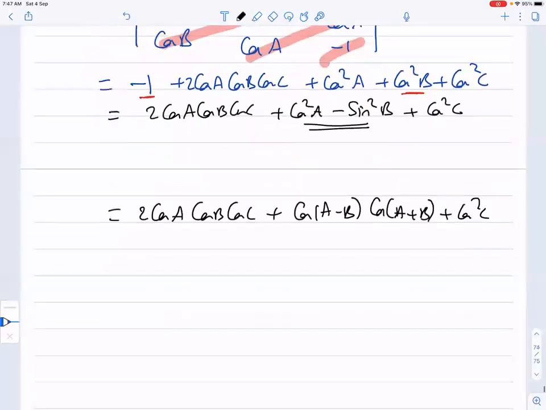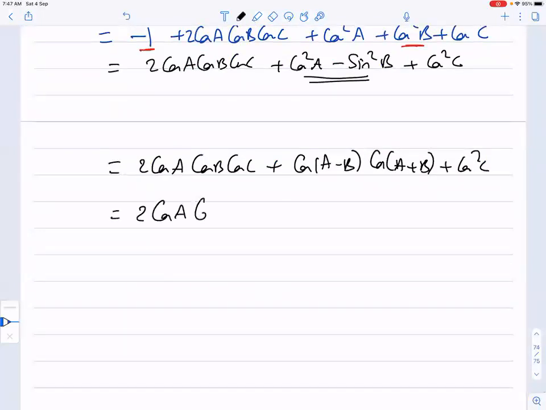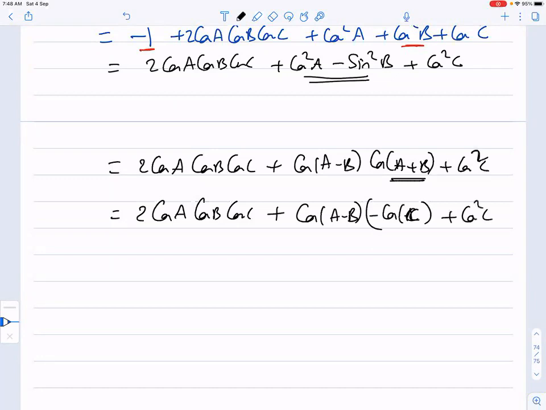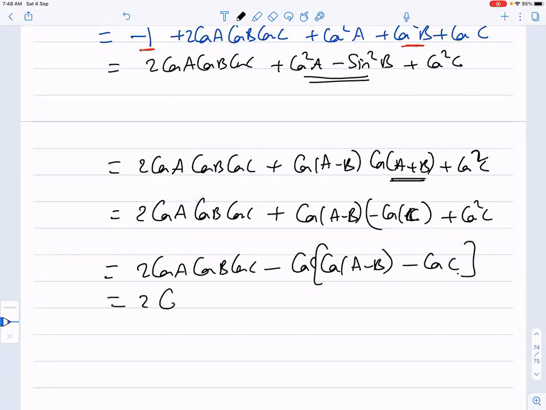Since this is a triangle, cos of a plus b is cos of 180 minus c, which is minus cos c. So cos of a minus b into minus cos c plus cos square c. Correct? Take cos c common. 2 cos a cos b cos c minus cos c common. You will get cos of a minus b minus cos c. That is 2 cos a cos b cos c minus cos c into cos of a minus b. This minus cos c will be plus cos of a plus b.